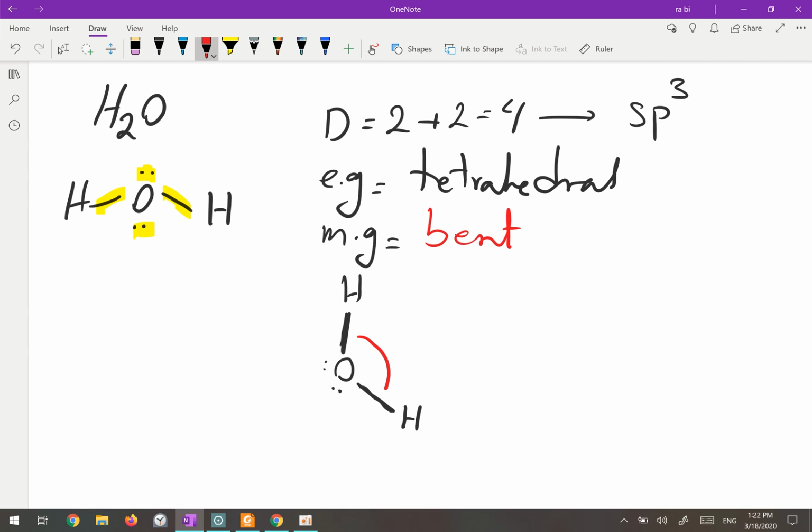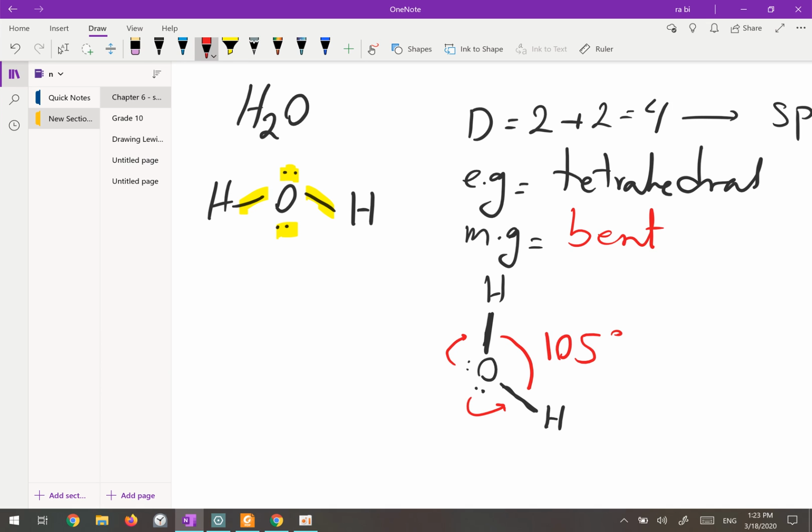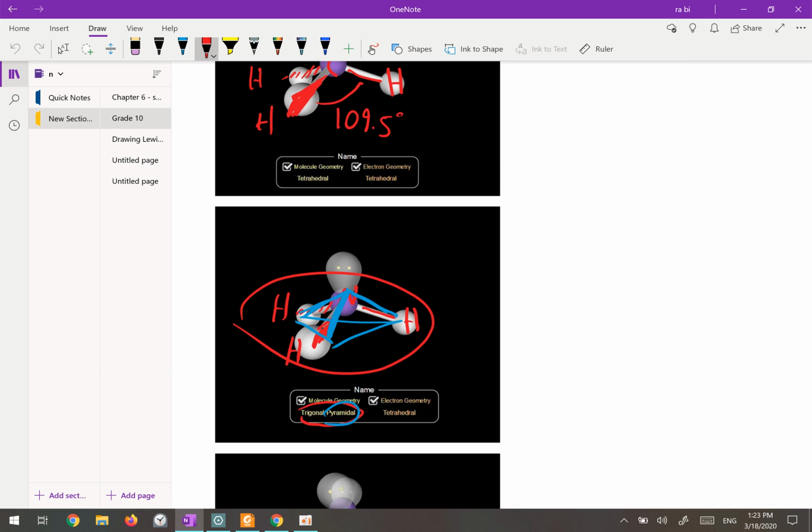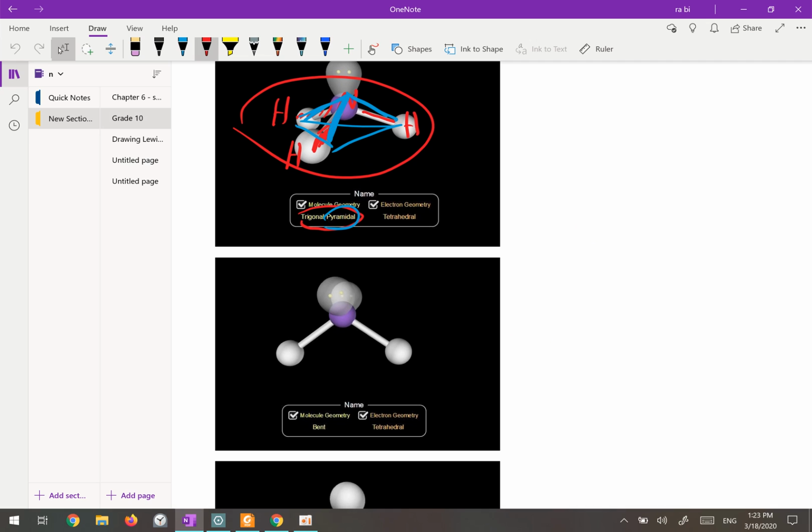Okay, and the angle again decreases from 107 because you have two lone pairs, and the repulsion between these lone pairs and bonding pair is more than the repulsion that you have between the bonding and bonding, and the angle decreased to approximately 105 degrees. So here the shape of the molecule would be bent. Okay, let me show you on here. So this is the structure, and it clearly shows why it's a bent molecule.